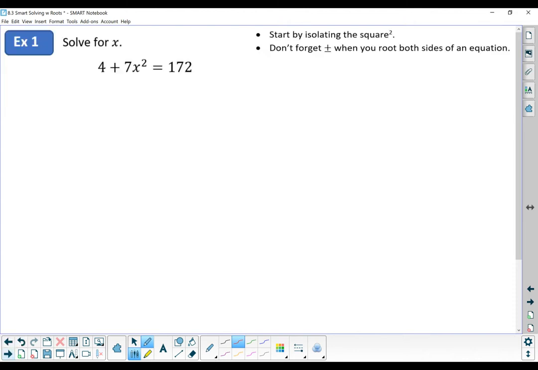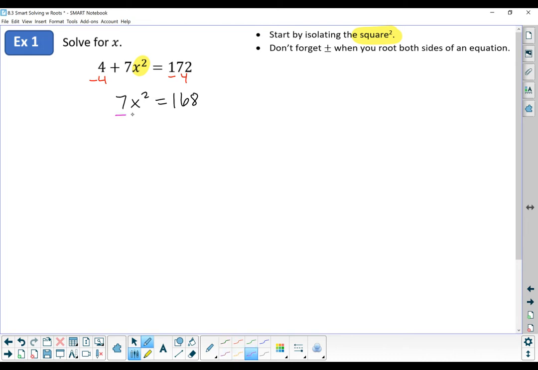So here is our first equation. It's a quadratic equation because it has this x squared term in it. And our goal is to solve for x. So trying to get the square by itself, whatever is squared, we want to get by itself. And in this equation, only the x is squared. So I'm going to start by subtracting 4 from both sides of my equation. So that leaves me on the left side with 7x squared. And 172 minus 4 gives me 168.